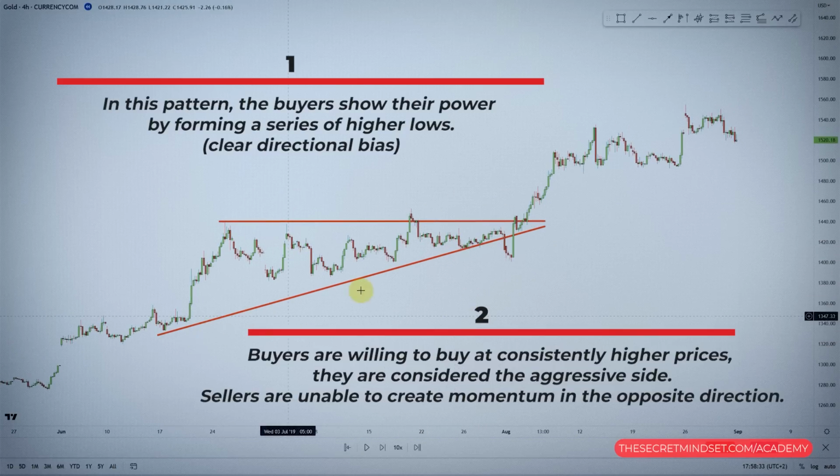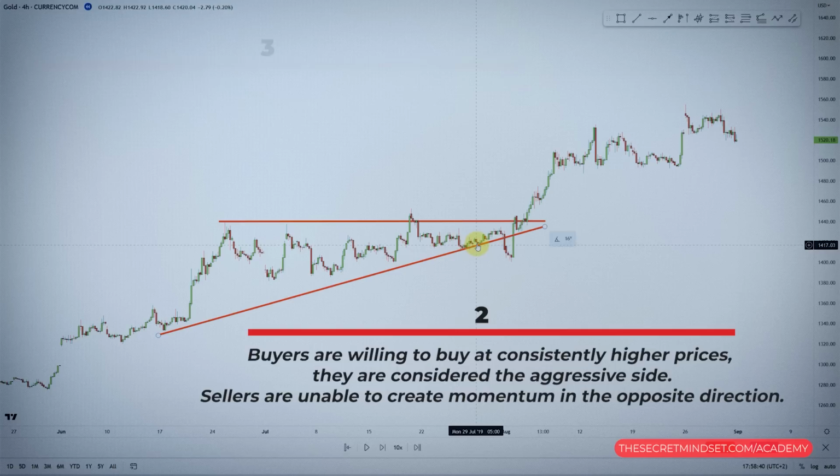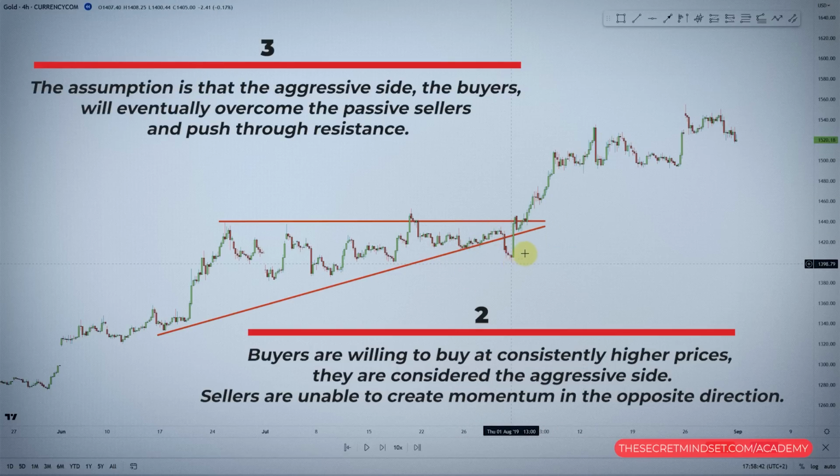This indicates that the sellers are simply trying to stand their ground as the buyers move toward them from increasingly higher levels. The assumption is that the aggressive side, in this case the buyers, will eventually overcome the passive sellers and push through resistance.